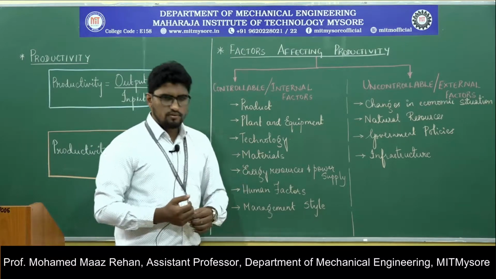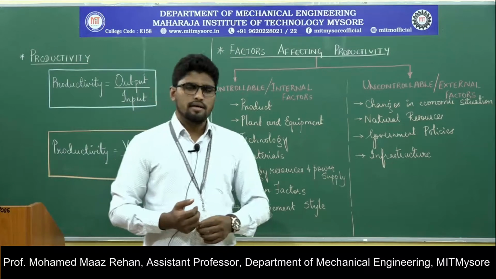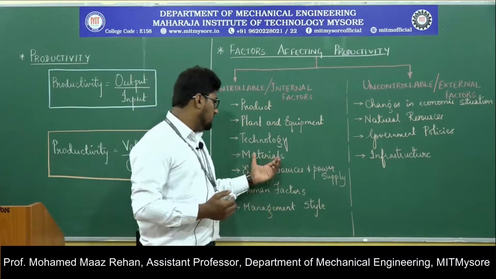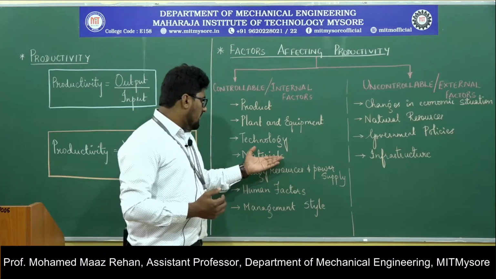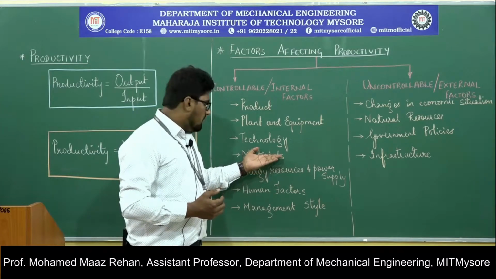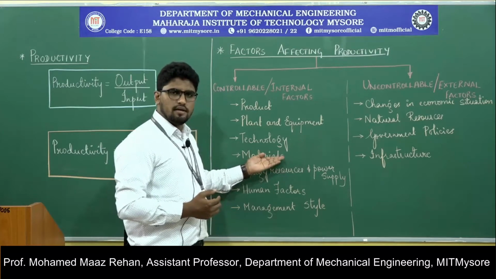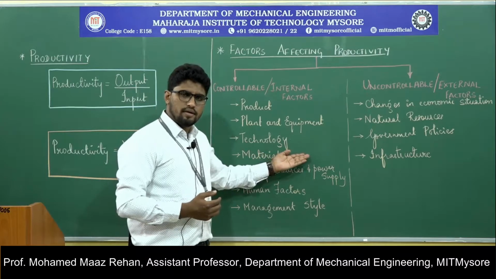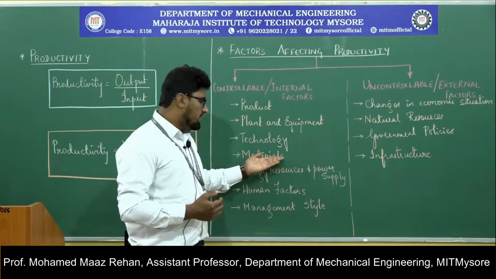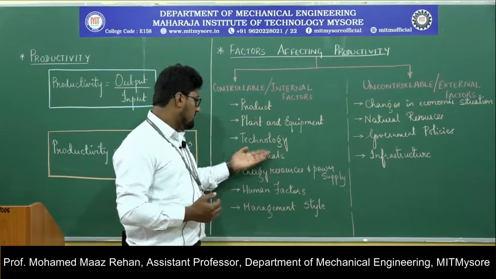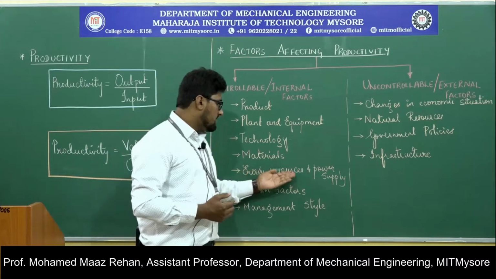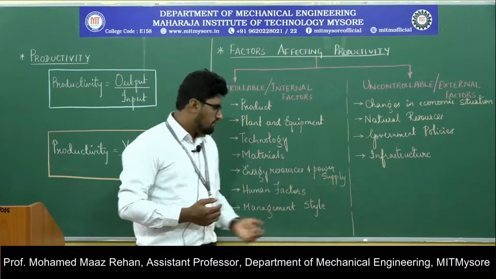Next, we shall move on to the material. Material plays a major role. So, we need to avoid the wastage of material in order to increase productivity, because the end product is the material. Okay. Next is energy resources and power supply.